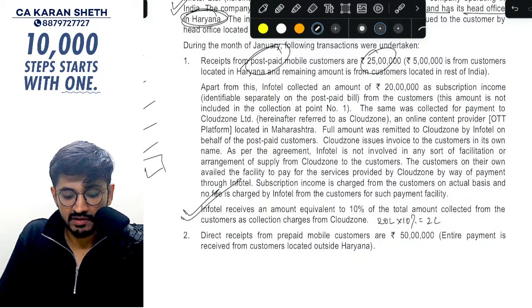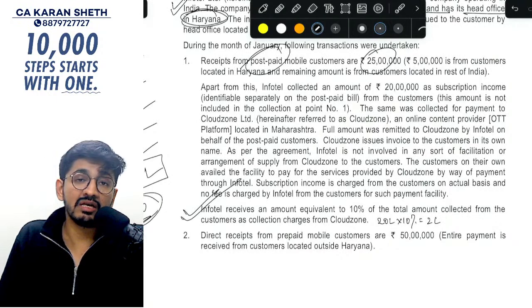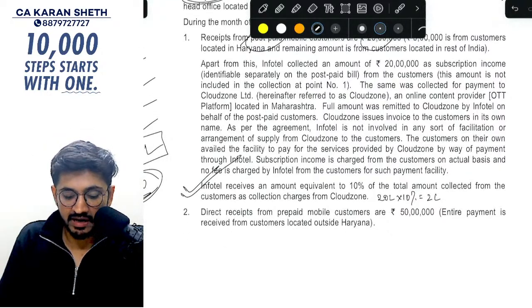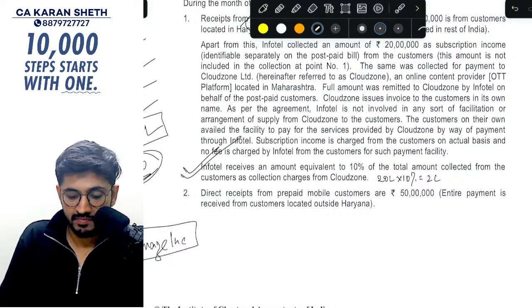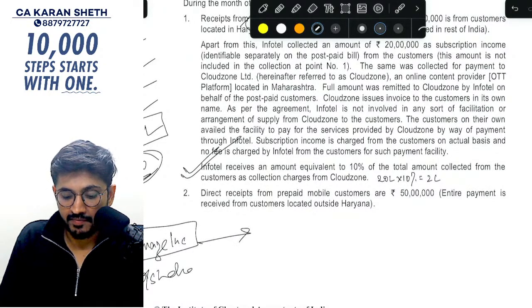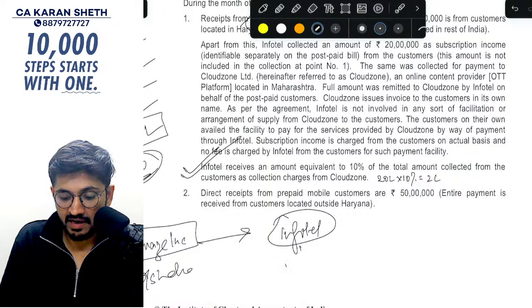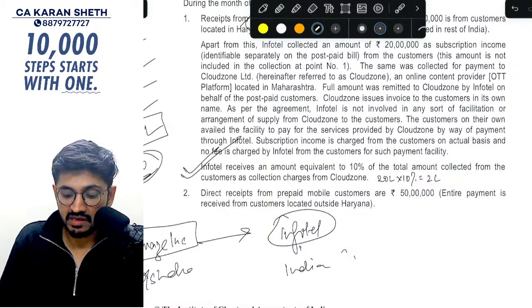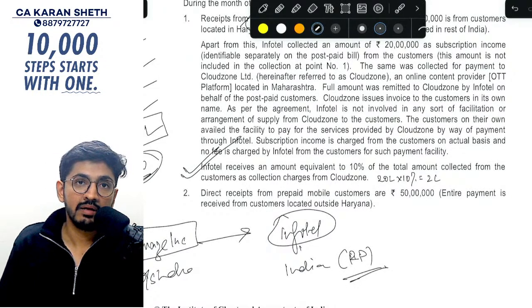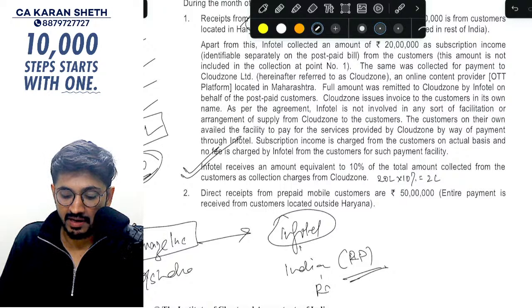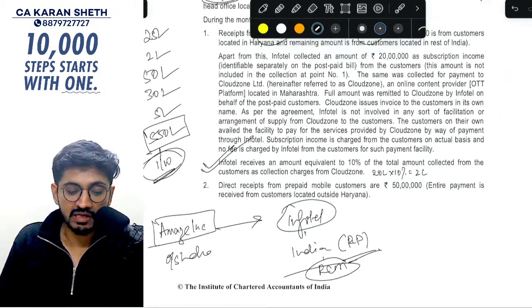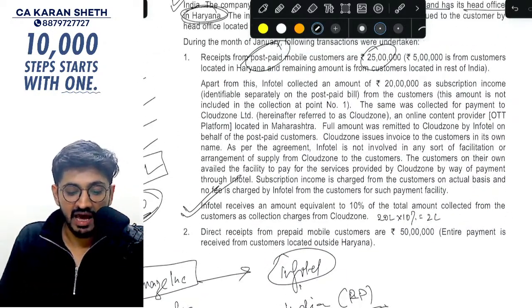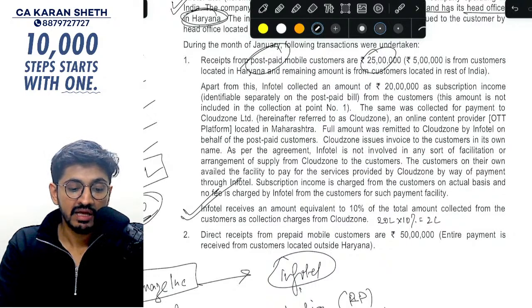And why have I written here? Sir, this is inward supply. Why have you taken this, sir? Very, very simple, my dear friends. Because understand, Amaze Inc. is outside India, and Infotel is in India, Haryana, and it is a registered person. So understand here clearly what will happen. RCM will happen, and which is why, since there is inward supply as per RCM, it will be paid in cash, and I need to include it here.